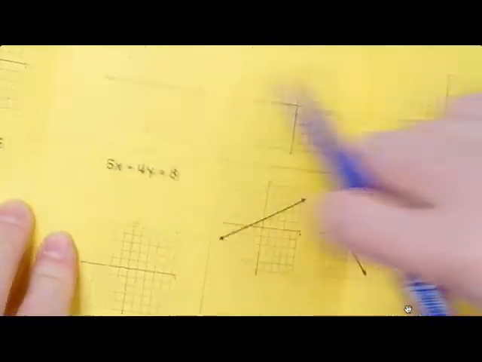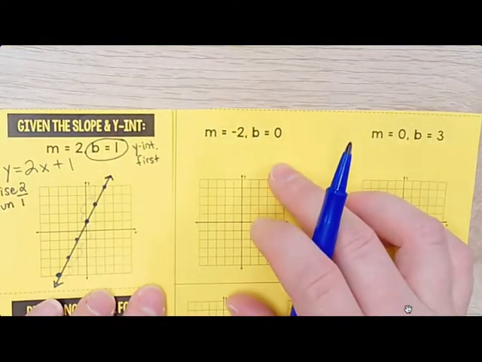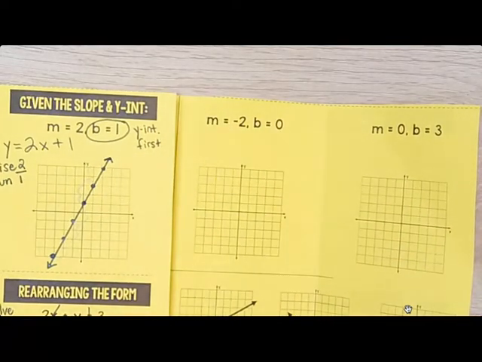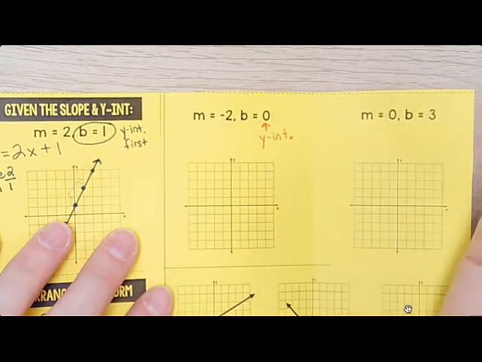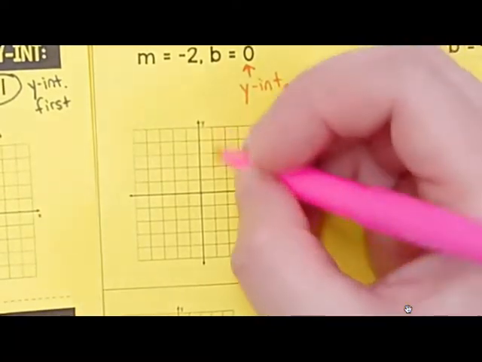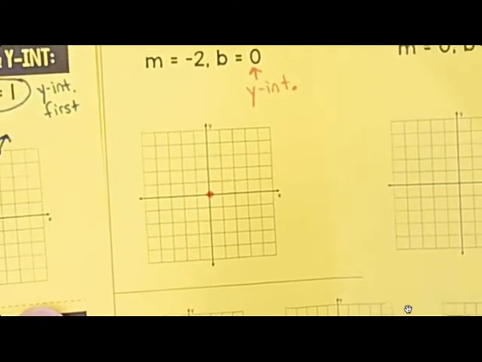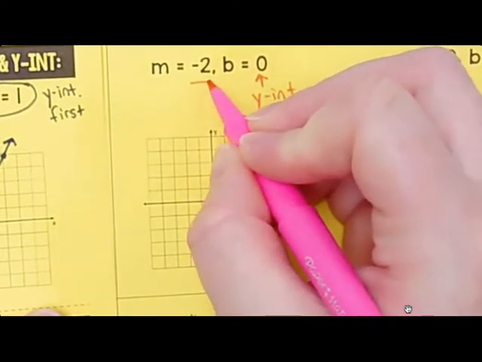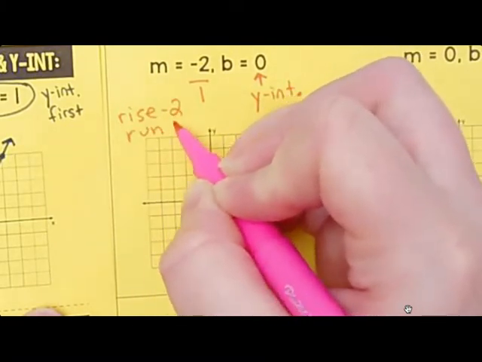Okay, so let's look inside, see if there's anything too crazy. Let's look at this one right here. If m equals -2, but b equals 0. Okay, so our y-intercept is 0. So it's going to cross through the graph at 0. And then our slope is negative 2 over 1. So that means I'm going to rise negative 2, run 1.